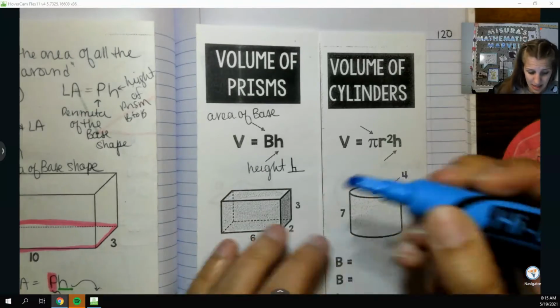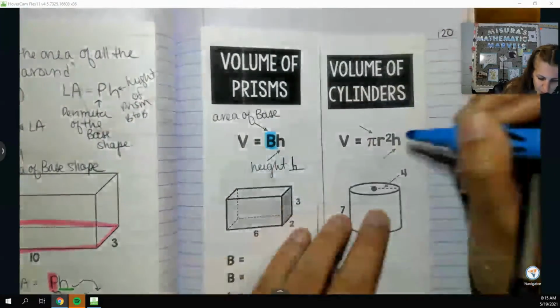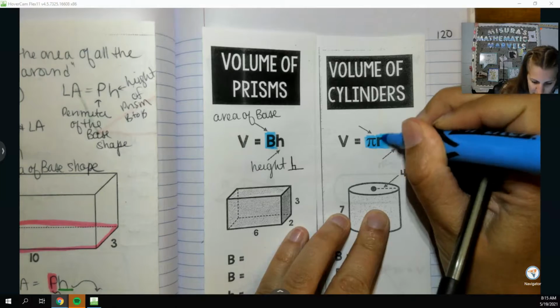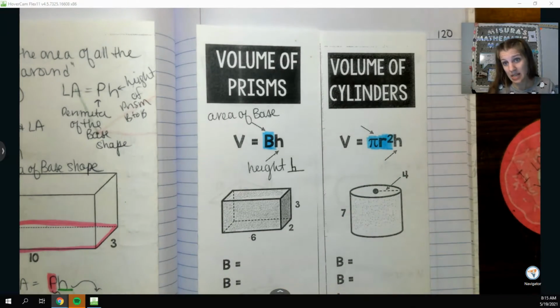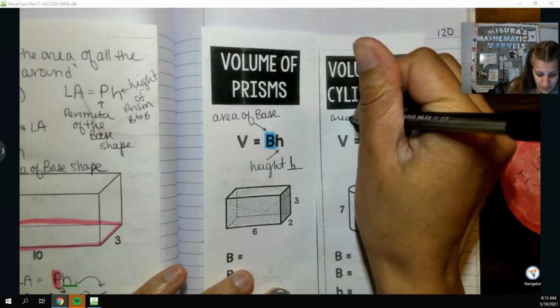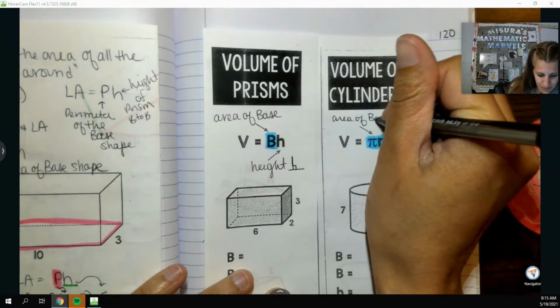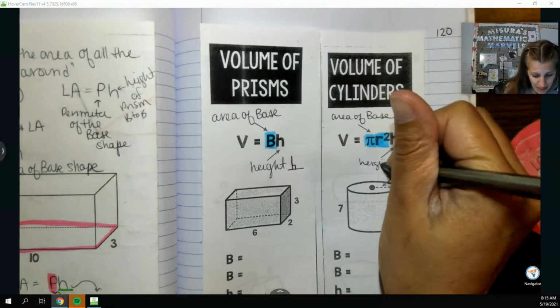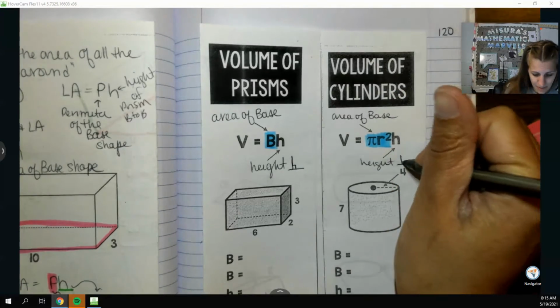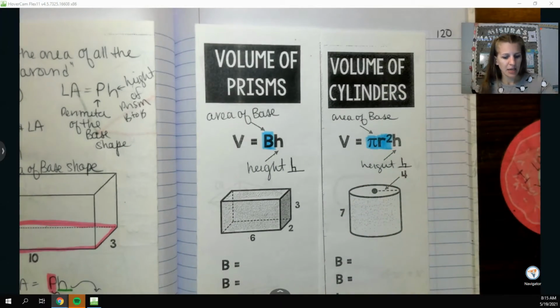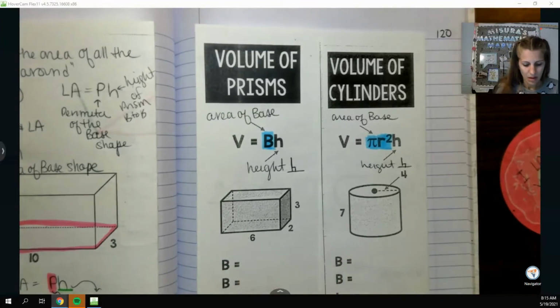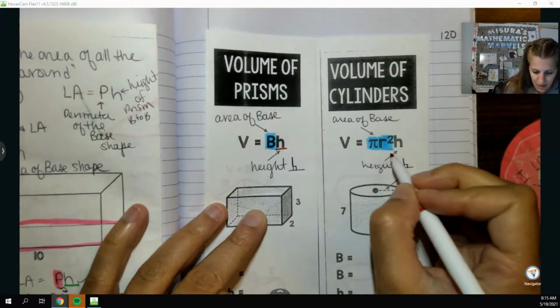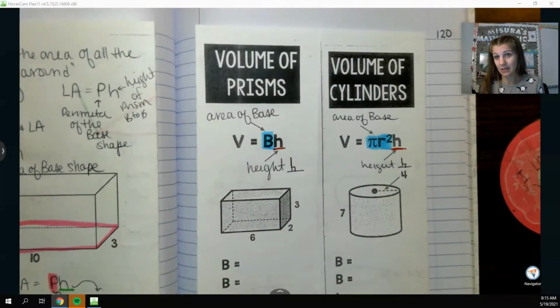This is the area of the base. It's just a very specific base because it's a circle. So area of base. And this is still the height, and it's still a perpendicular height of the prism, so from base to base. So yeah, that's not any different.